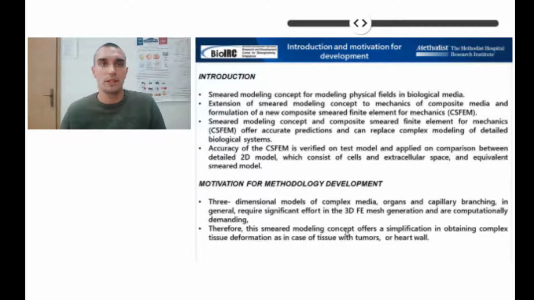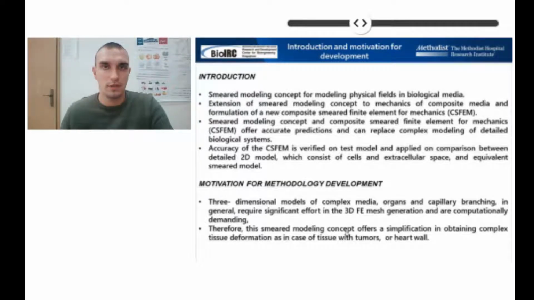Also, the SMIR modeling concept and composite SMIR finite element for mechanics offer accurate predictions and can replace complex modeling of detailed biological systems. And the accuracy of this CSF-EM is verified on test models and applied in a comparison between a detailed 2D model, which consists of cells and extracellular space, and the equivalent SMIR model.